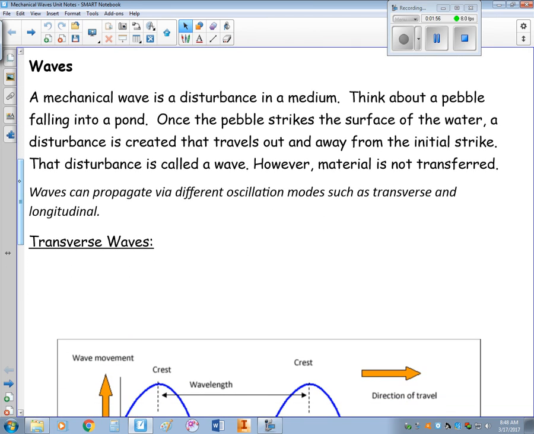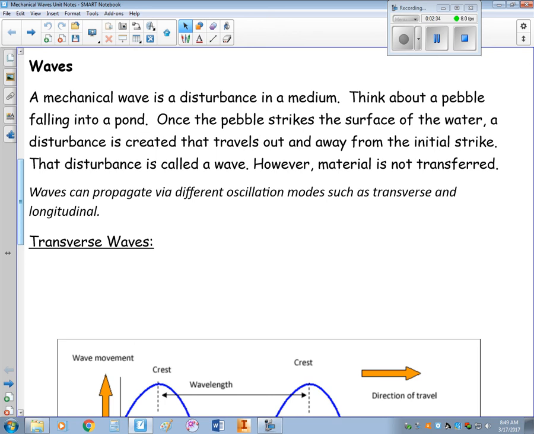So first off, what exactly is a wave? We're going to focus mainly on mechanical waves. There's two big classifications: mechanical waves and electromagnetic waves. Electromagnetic waves are kind of reserved for AP Physics 2, so we're just going to focus in on the mechanical waves. This is a disturbance in a medium. I want you to think about a pebble falling into a pond. Once that pebble strikes the water, the disturbance is created, and that disturbance travels outward from the initial strike. We call that disturbance a wave.